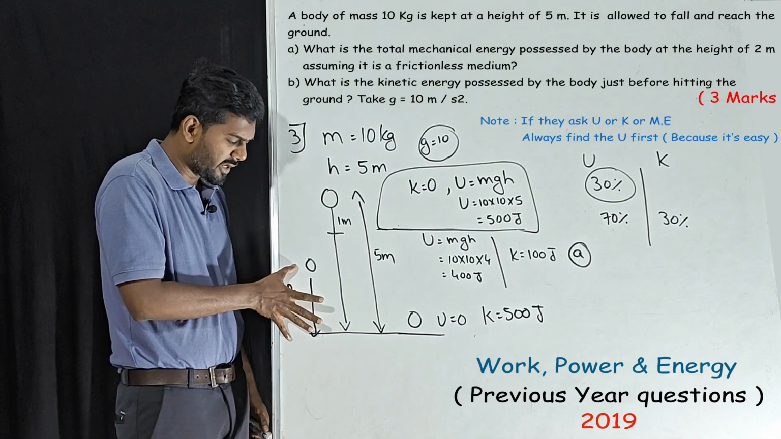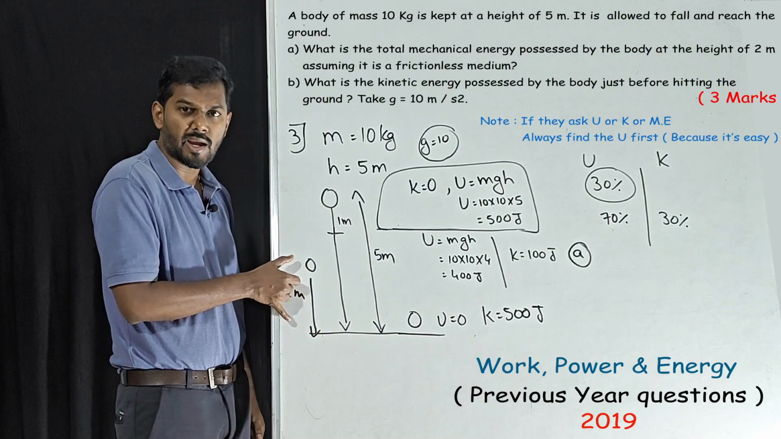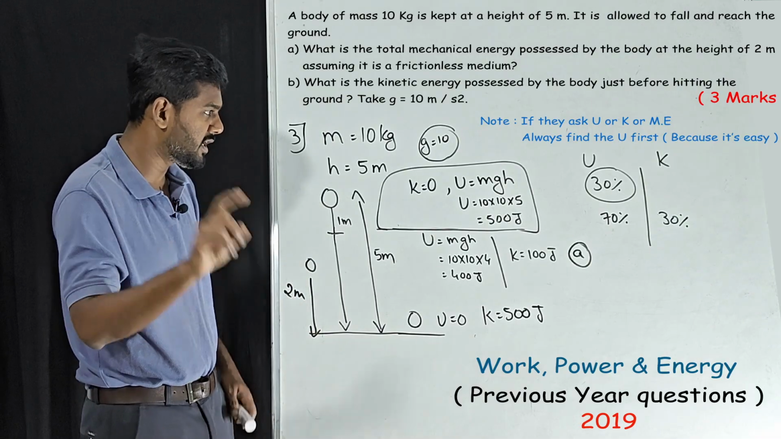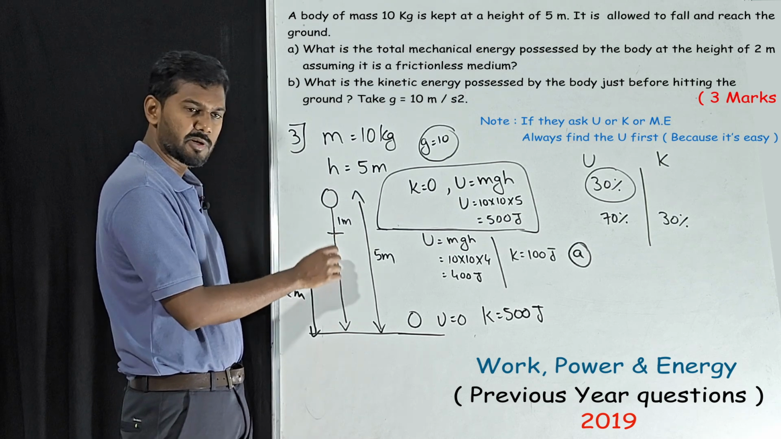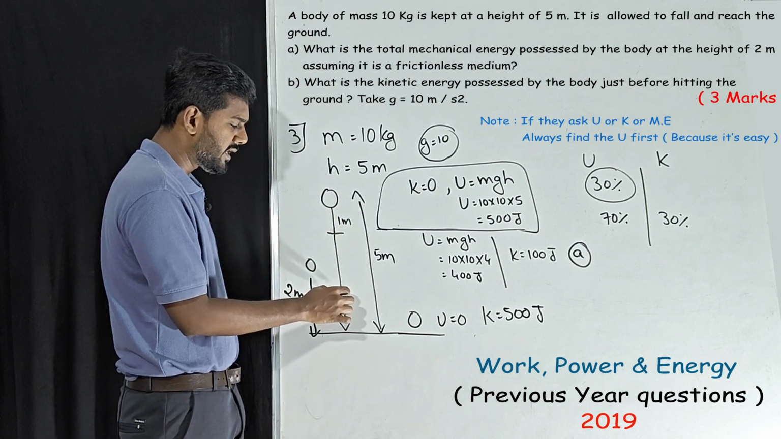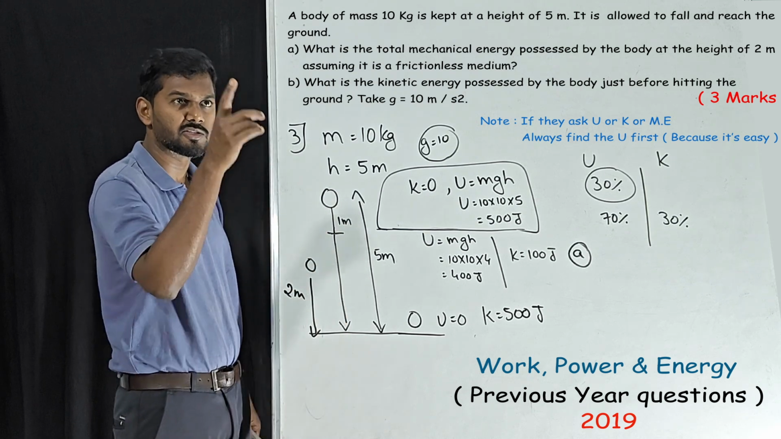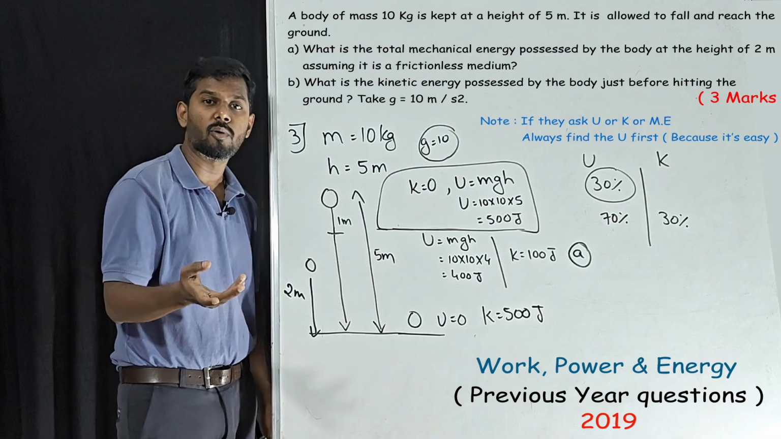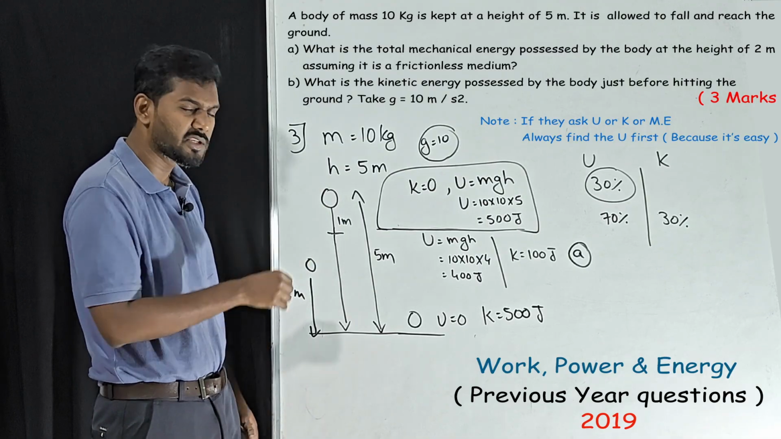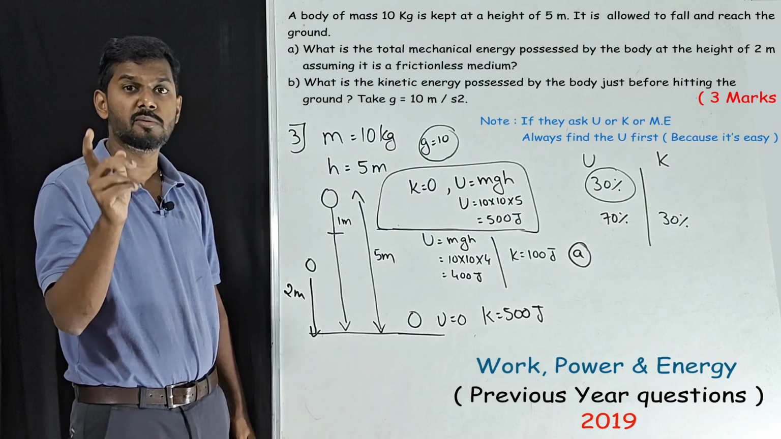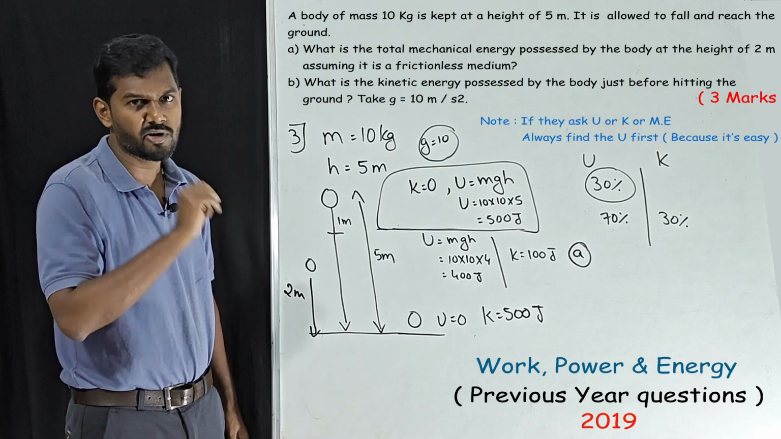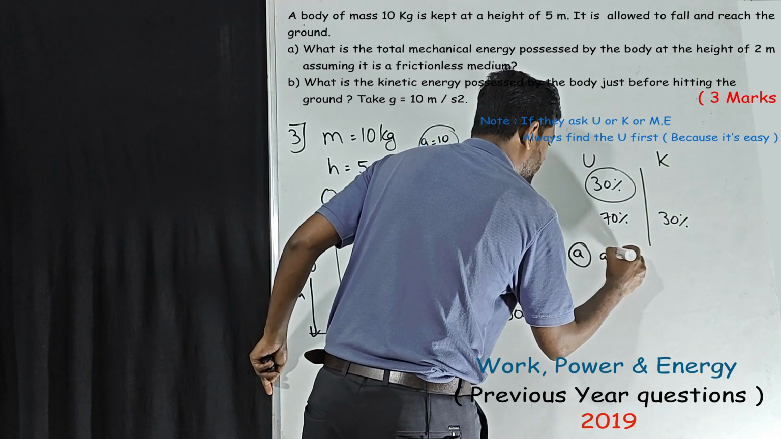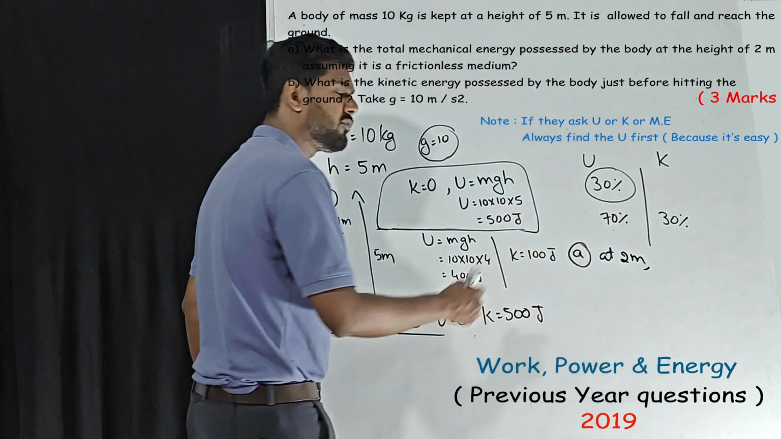For the remaining 2 meter, we need to find the mechanical energy if it is a frictionless medium. This is very important. If it is a frictionless medium, at every point mechanical energy remains the same. Whether it is 2 meter, 1.5 meter, 1.8 meter, 3.3, 4.9, at all these heights mechanical energy remains the same only if it is a frictionless medium. Now listen, at A it is 2 meter, correct? We need to find the answer.